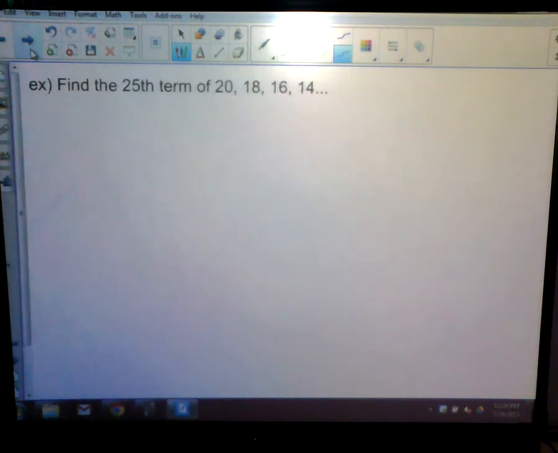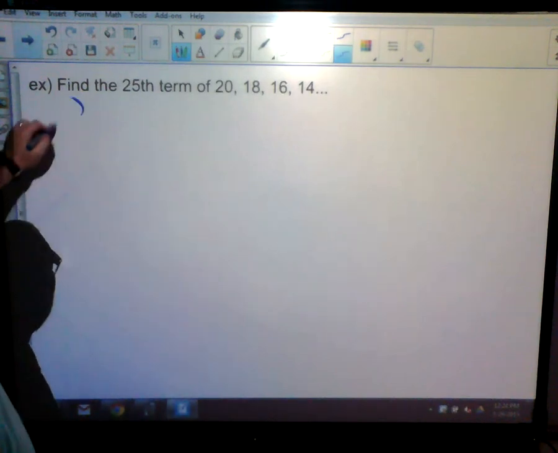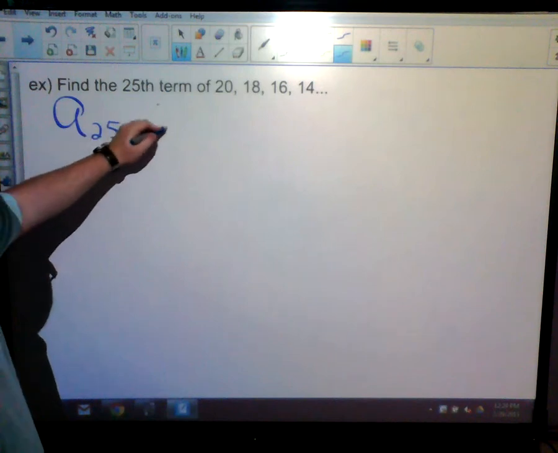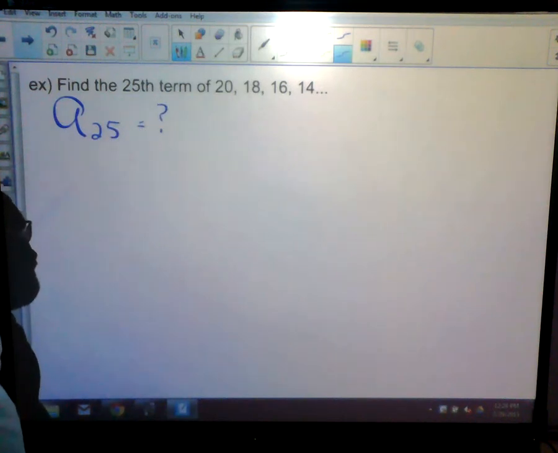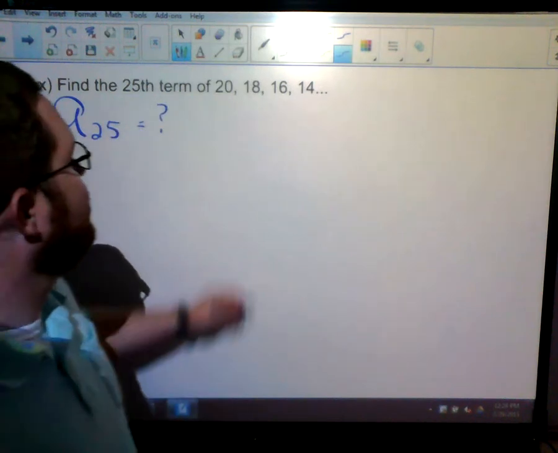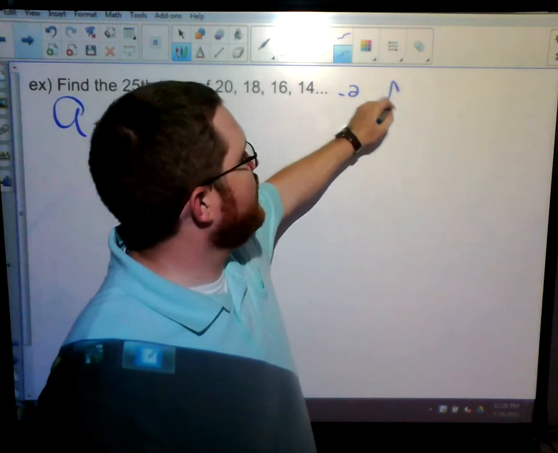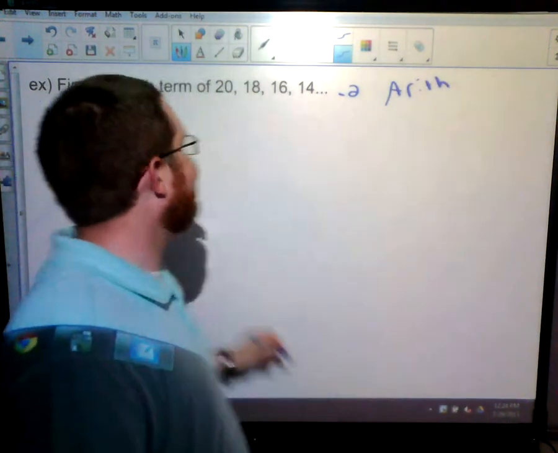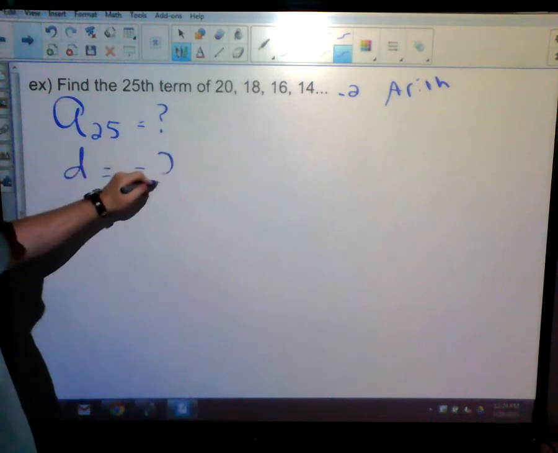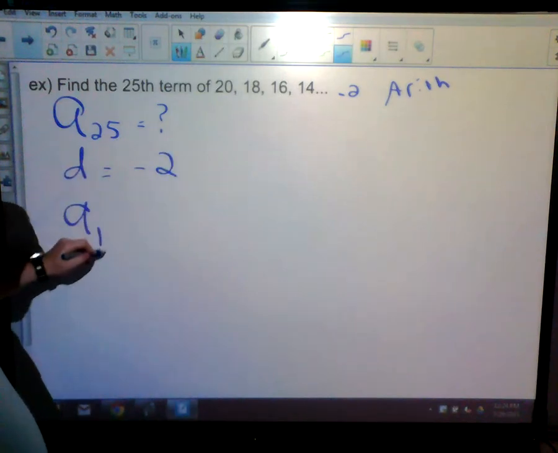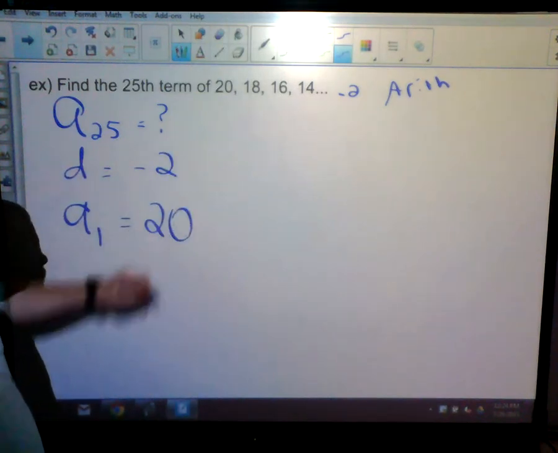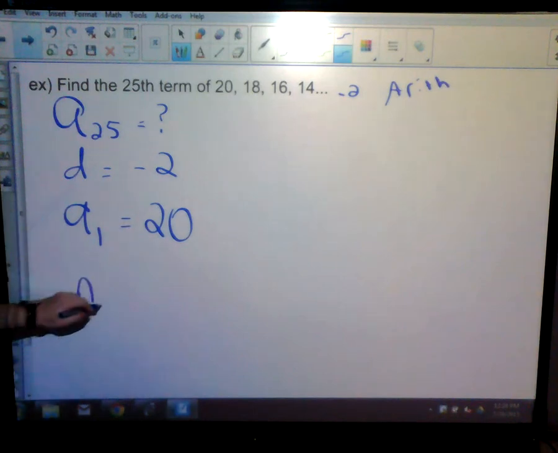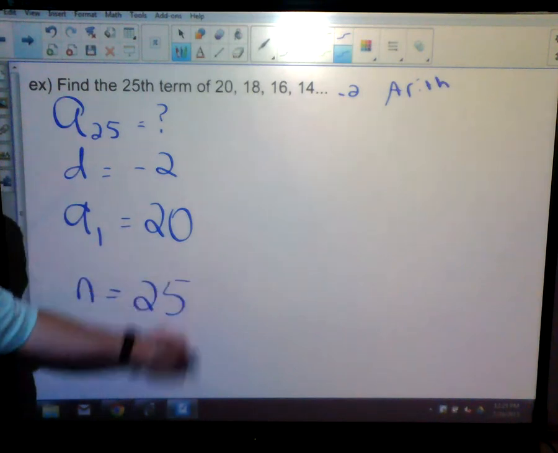Find the 25th term of 20, 18, 16, and 14. So, I want to know what A25 is. The first thing I have to know is, is it geometric or arithmetic? Well, I'm subtracting 2, so it's arithmetic. So my D is -2. My A sub 1 is 20. My first term is 20. And my N is 25 terms.